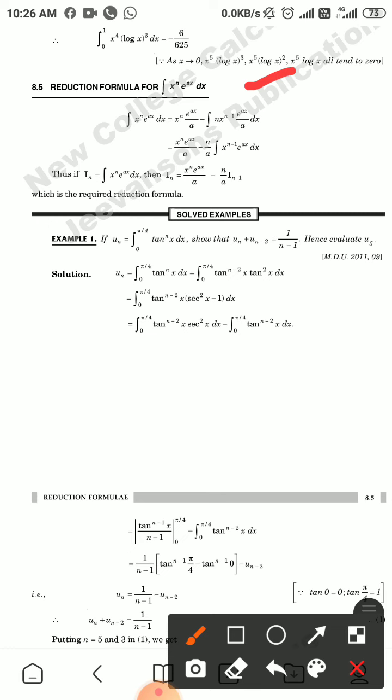And now this becomes equal to first term as it is, x raised to power n e raised to power ax by a, minus, taking the constant outside the integral, n by a integration of x raised to power n minus 1 e raised to power ax. Thus if In is equal to integral x raised to power n e raised to power ax dx, then In becomes equal to x raised to power n e raised to power ax divided by a minus n by a into In minus 1. That is, In is connected with In minus 1, which is of the same type and simpler, which is the required reduction formula.